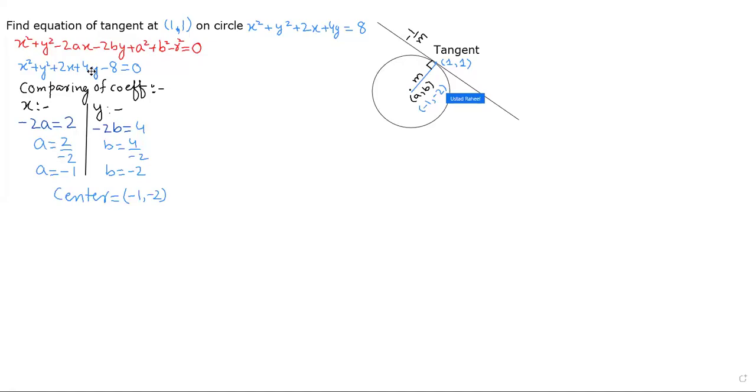Okay, so now what I have to do is find the gradient between this point and this point, to find the gradient of this line, which is the radius over here. I don't need the length of the radius, so I'm not going for r. I've just found the center, and now I'm going to find the gradient.